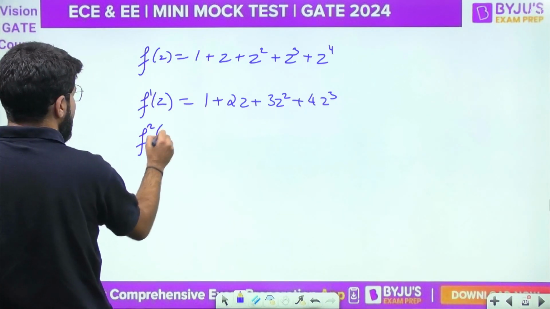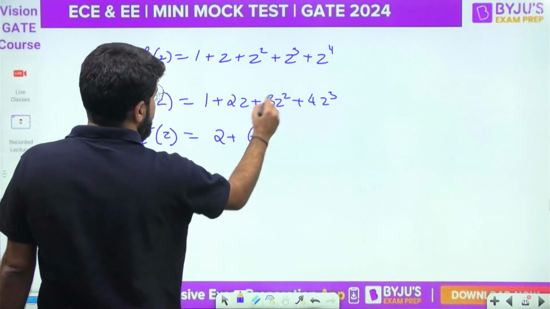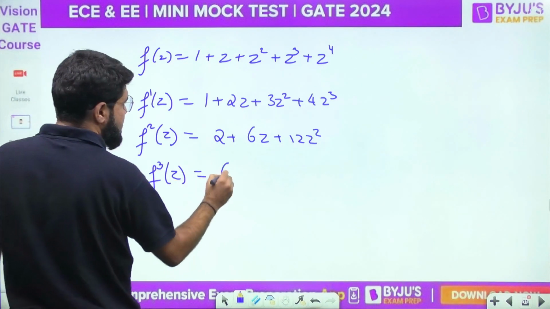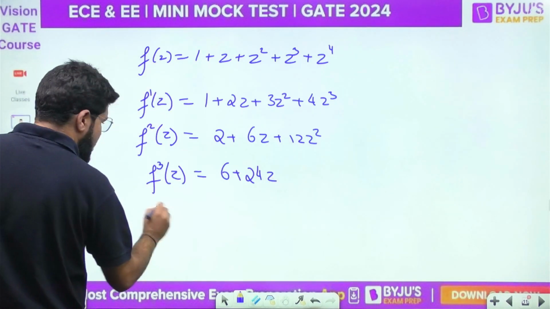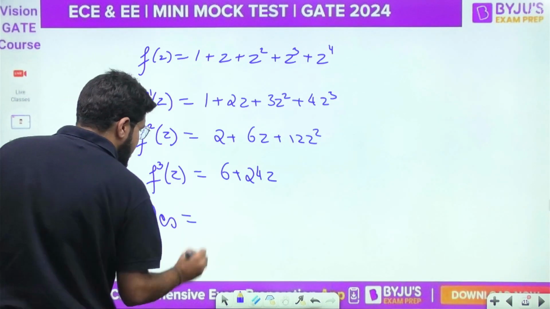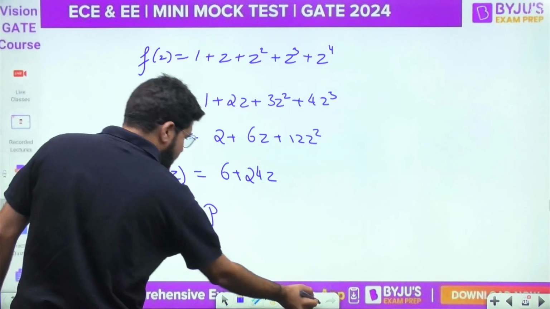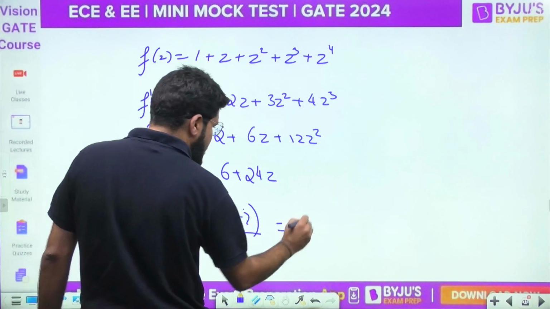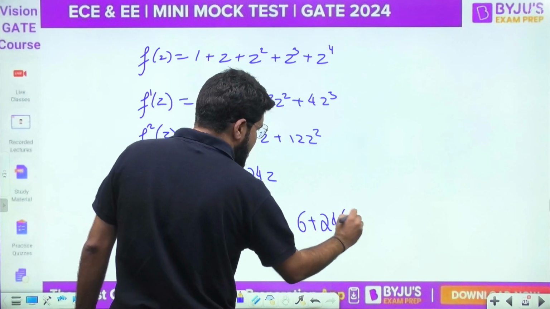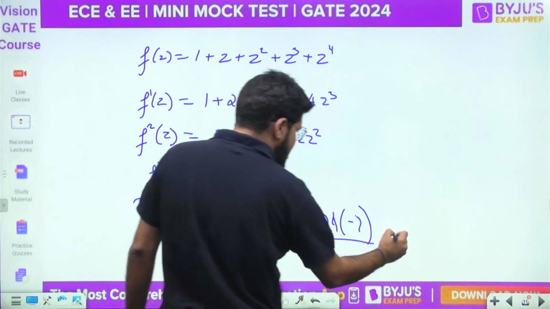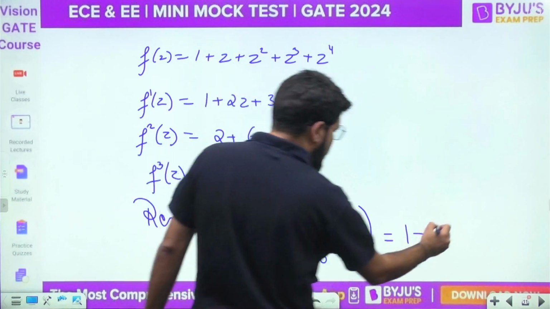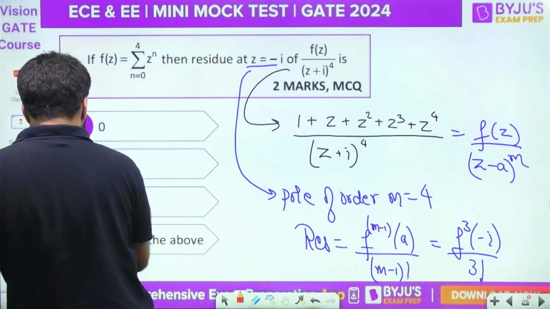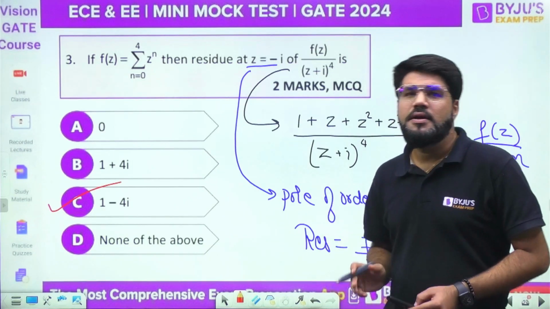What is f'', the second derivative? 2, 3 twos are 6z, 4 threes are 12z square. What is the third derivative? That is 6 and 24z. So what is the value of the residue now? The residue will be equal to f''' at the point minus i divided by factorial 3. So 6 plus 24 with z equal to minus i placed, divided by 6. 6 cancels, so this will be 1 and this will be 4. 1 minus 4i, that is the answer. That is option number C.